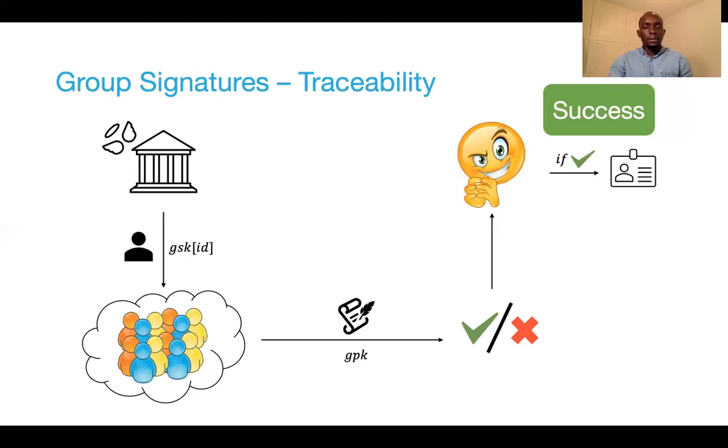As for the traceability requirement, it states that as long as the issuer is honest, and even if the opener is corrupt, any valid signature can only have been computed by a group member. It means that an adversary can compute a valid signature only by corrupting a user that has joined the group.